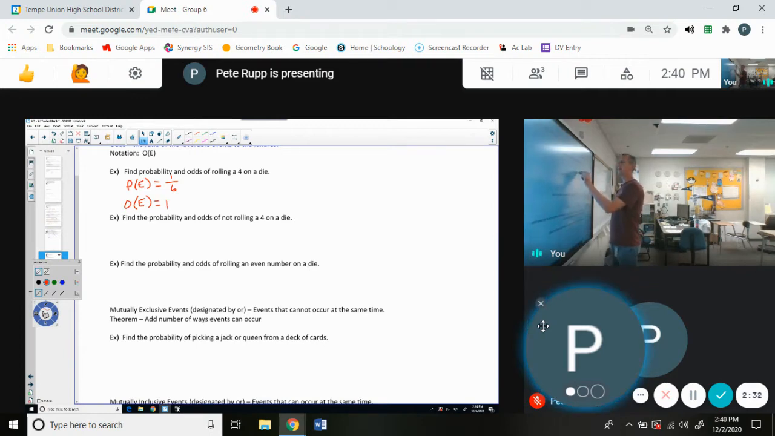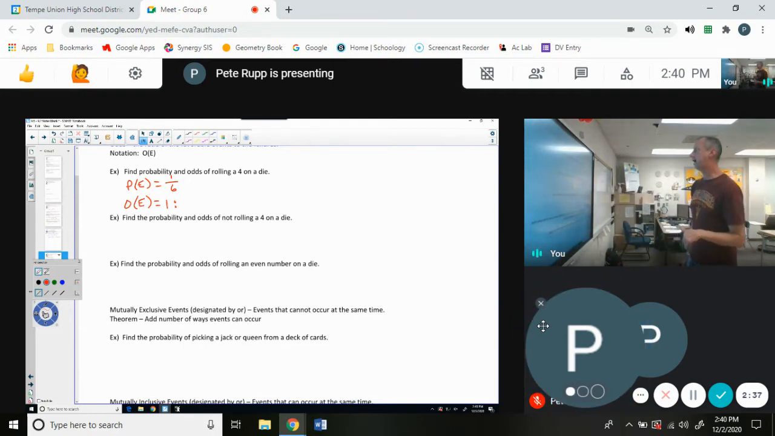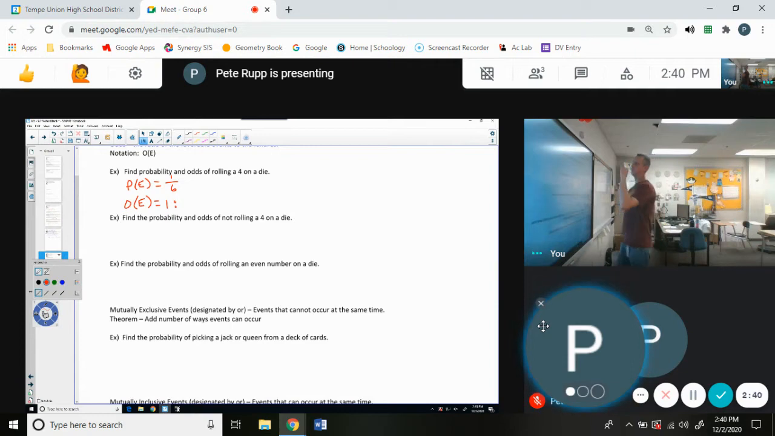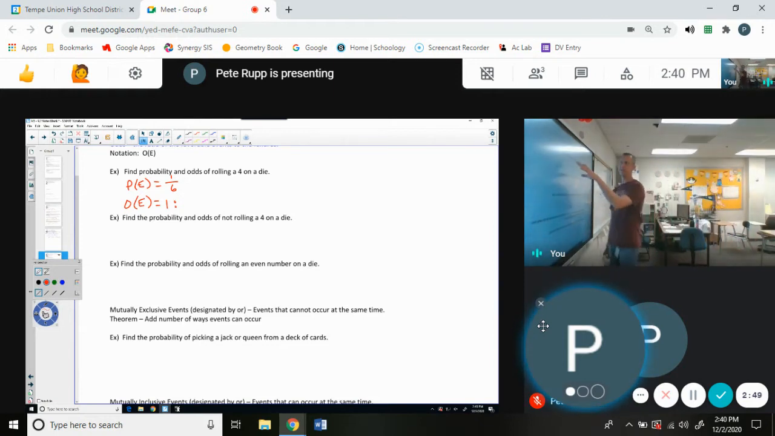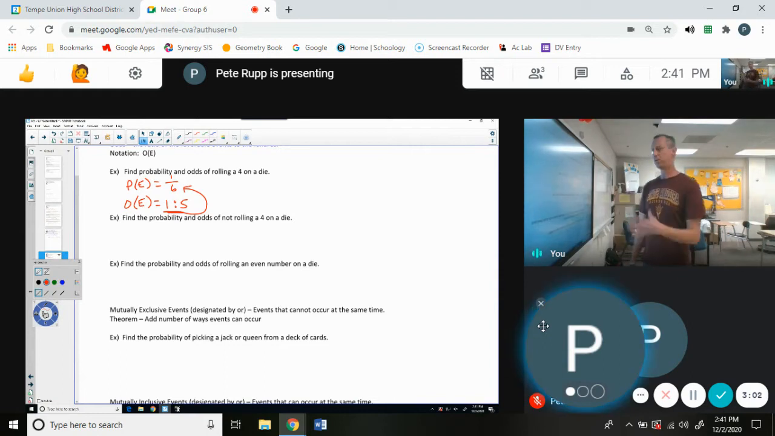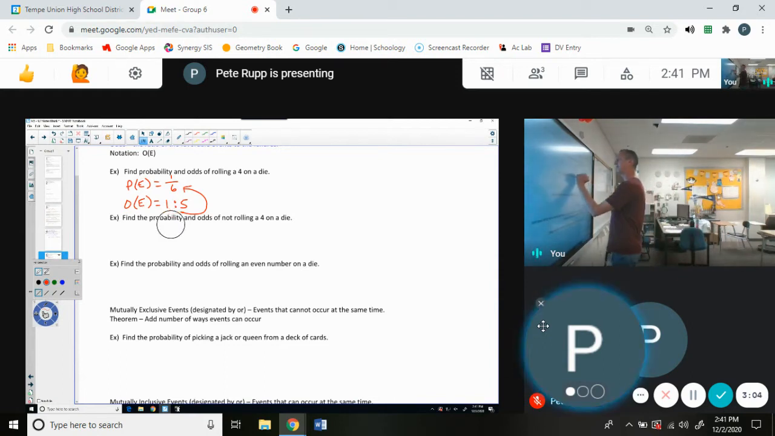And we usually don't write it as a fraction. We write it with a colon. So it would be 1 to how many failures? If there are 6 total numbers on a die, 5 of those would be failures. 4 would be a success, and the other 5 would be failures. So there is a relationship between odds and probability. If you add these two numbers together, you get the total. The successes plus failures would be your total amount. So that's a good way to check if your odds are correct.